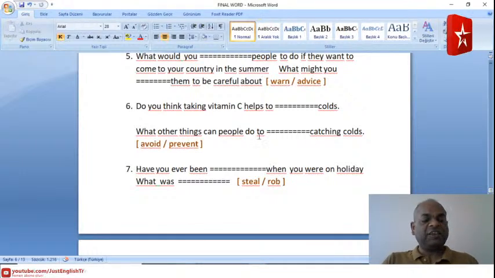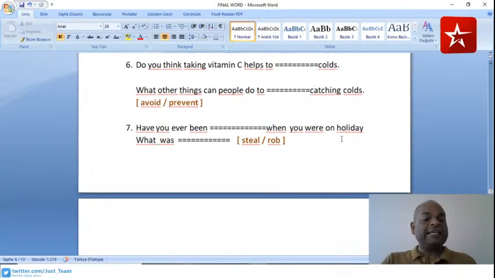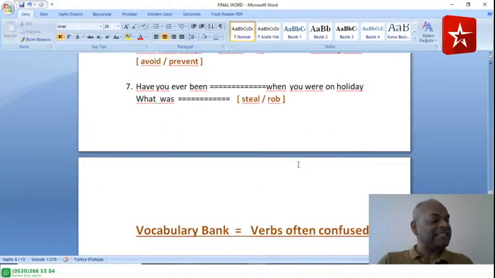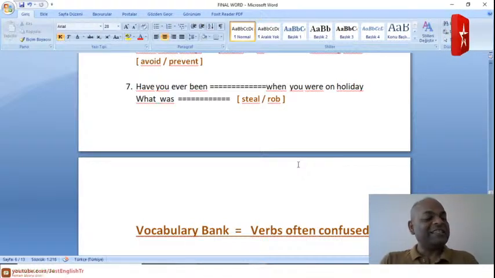Alright, we got the answer. The first one is prevent. Vitamins help to prevent colds. That's great. What other things can people do to avoid catching cold? Answer is cold. That's great. Well done. Fatima says warm. Yes, we have to keep ourselves warm. Tassin says avoid. Fatima says prevent. I guess prevent. Arkan, that is prevent. Good job.